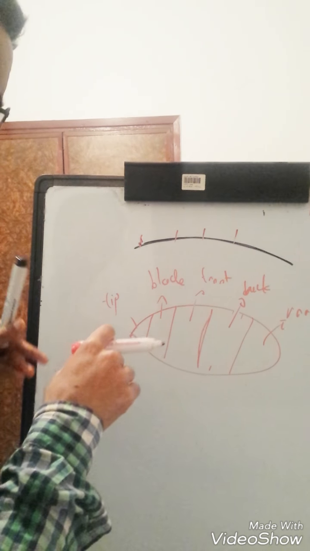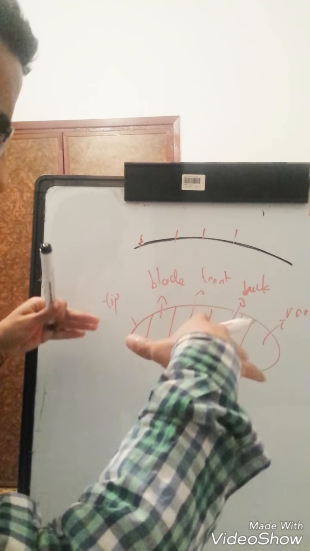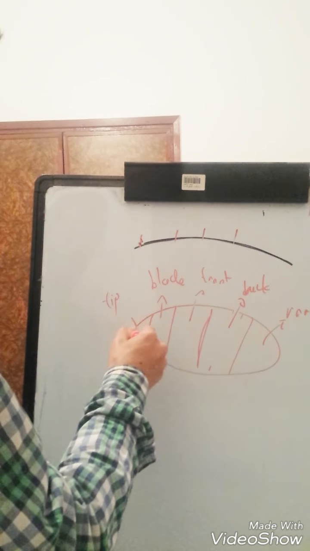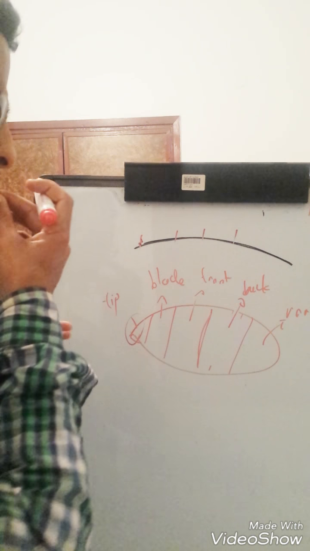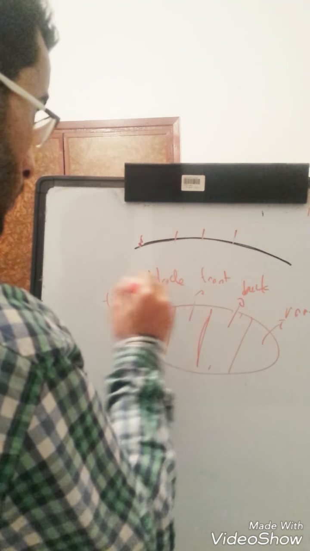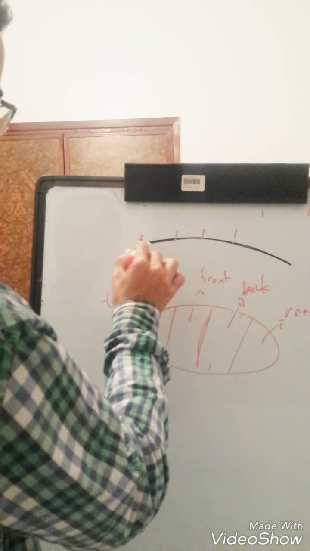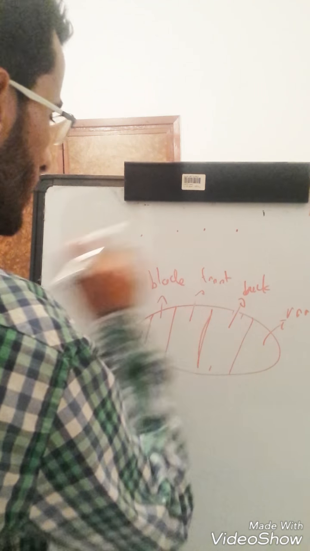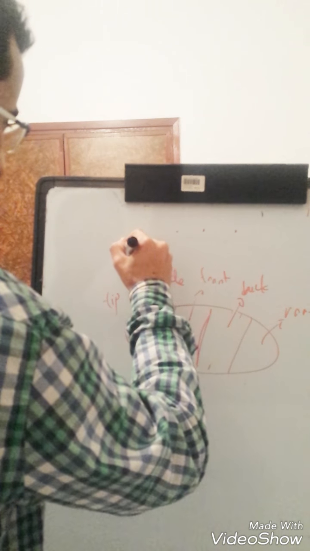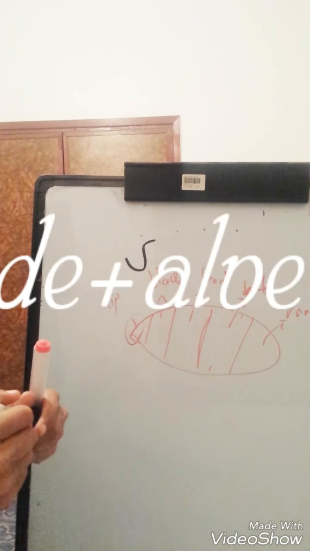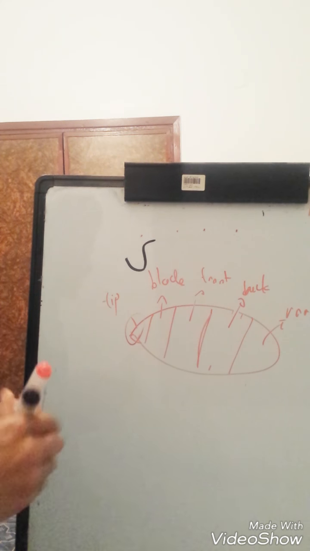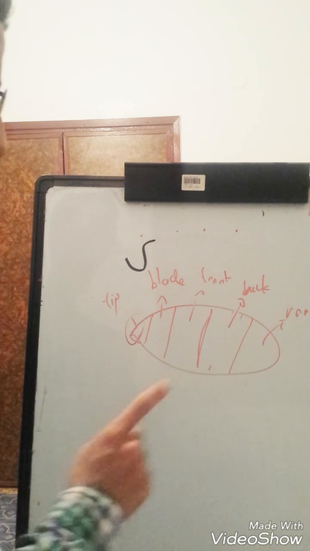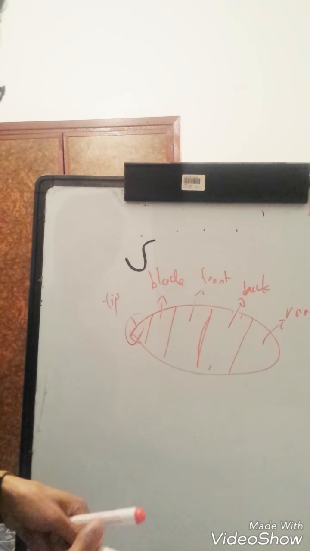If you close your mouth and keep your tongue relaxed, the very tip of the tongue is at the tip. It's easy. But the blade lies immediately beneath the alveolar ridge. If you say that the sound is alveolar, then the active part will be the blade of the tongue.